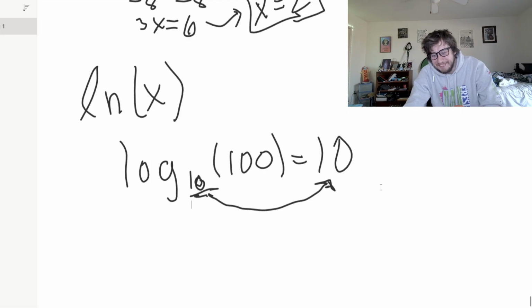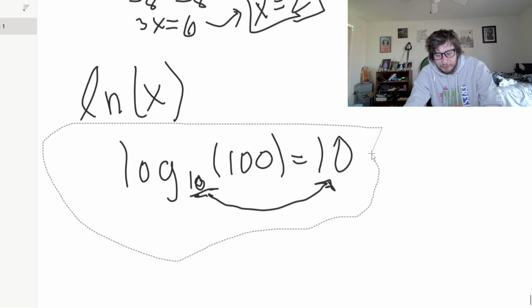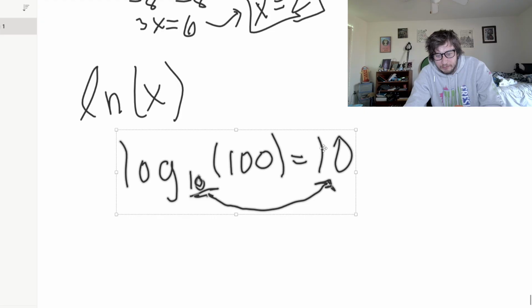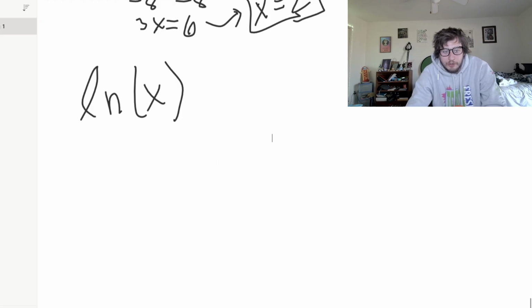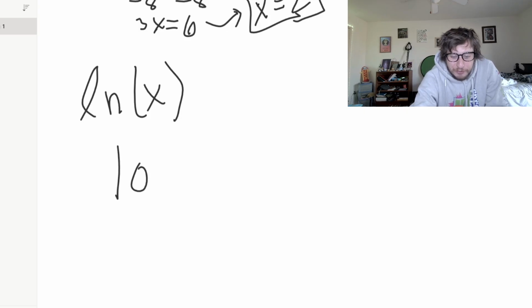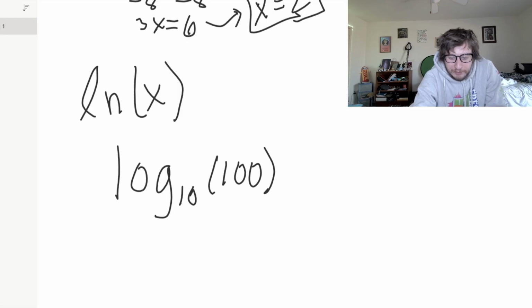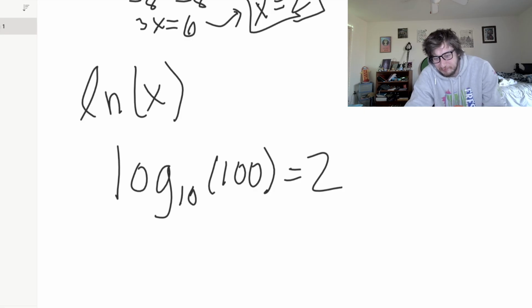Whoops, that was an error. So let's try this again. What an oversight. Okay, so news for everybody. Log base 10 of 100 equals 2. Not 10. It equals 2.